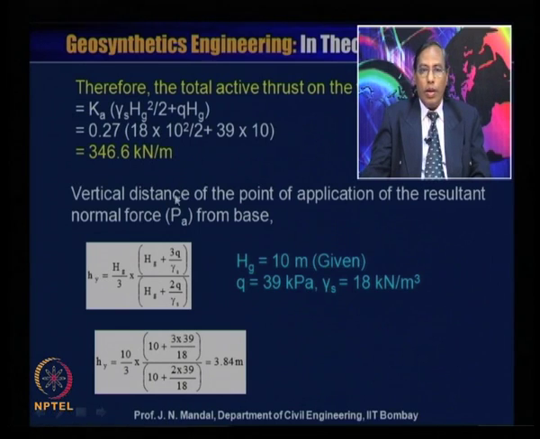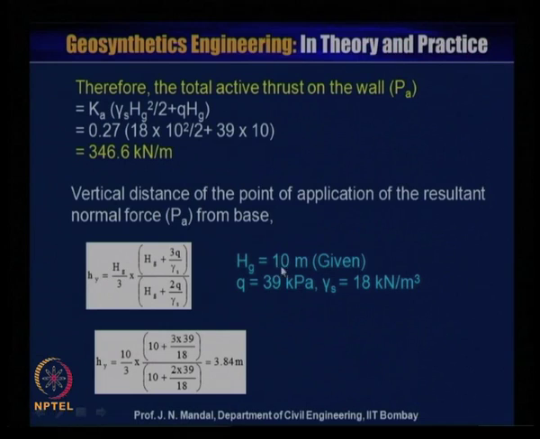Now the vertical distance of the point of application of the resultant normal force Pa from the base. You know this equation for Hy. Here Hg is 10, so Hg 10 divided by 3, into Hg 10 plus 3 of Q, 3 times 39, and gamma S is 18, divided by Hg 10 plus 2 into Q, 2 times 39, by gamma S 18. So this will give Hy equal to 3.84 meter. So you have calculated Hy, that is 3.84 meter.